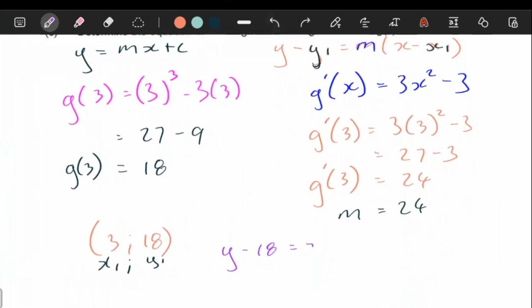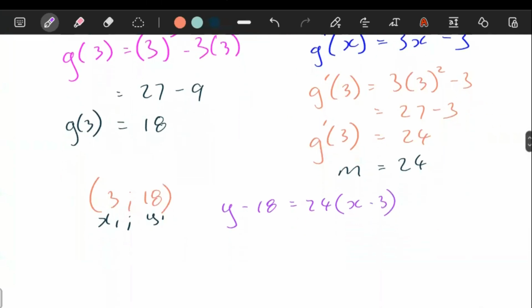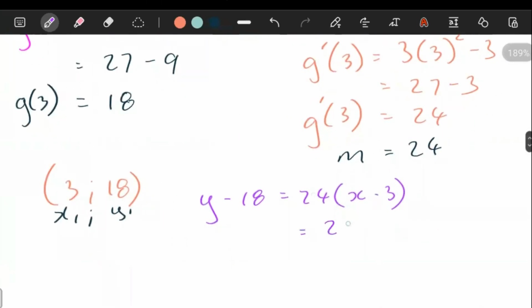The gradient is 24, x, and then here x1 is 3, right? There we go. You have 24x here, and then 24 times 3, which is -72. And then this is y minus 18. Everything on one side, you have 24x here, -72 plus 18. The -72 plus the 18 is giving us -54.